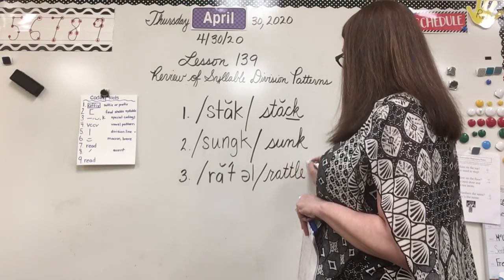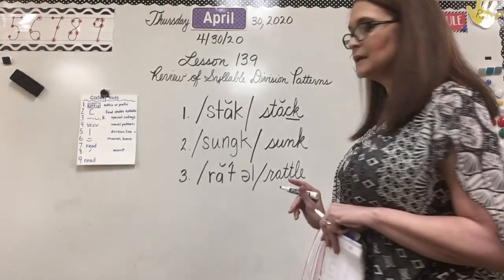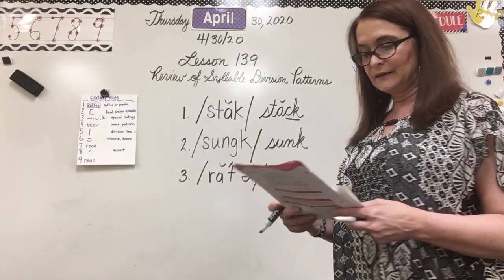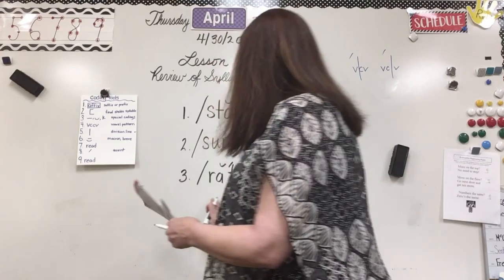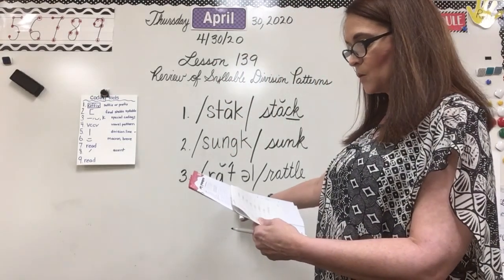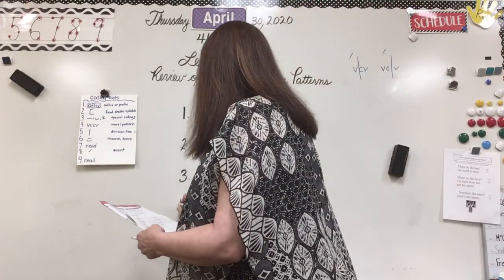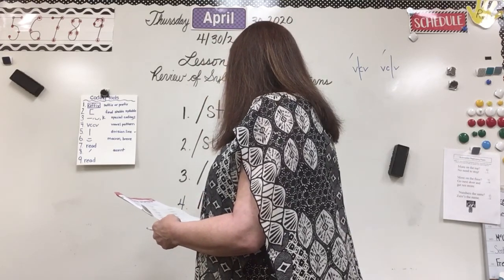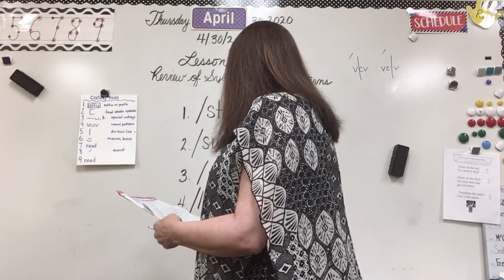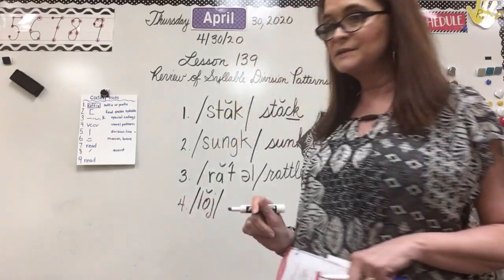R-A-T-T-L-E. So I have a final stable syllable, T-L-E. Nice job. Oh, I'm sorry, boys and girls. That was actually number 4. So Miss Eichert's going to do number 3 now, but I've got it labeled as number 4. Sorry about that. How do you say this word?